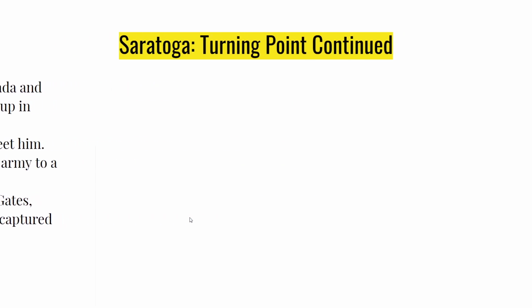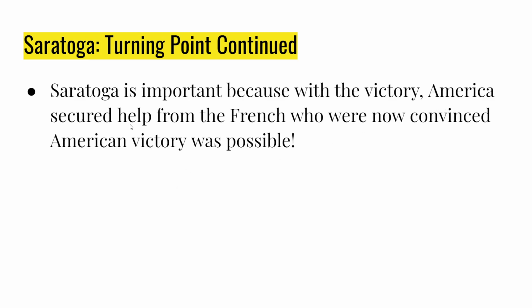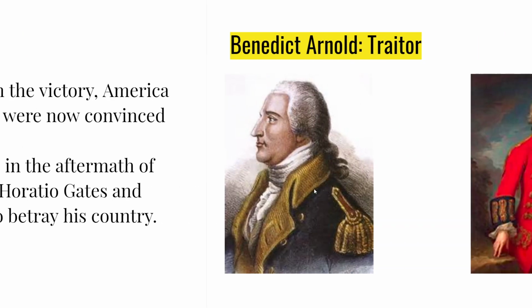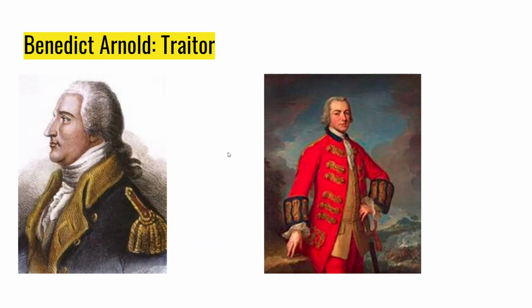So let's look at it. Saratoga is important because it secured help from the French, who were convinced that an American victory was possible. And remember, the French don't like the British anyway. And it's also important because in the aftermath of the victory, there was petty tension between Horatio Gates, who's going to take all the credit for Saratoga, and Benedict Arnold. Arnold gets jealous that Gates has taken all the credit, and Arnold will betray his country because he's passed over for promotions and credit that he feels he deserves. Okay? Here we have some pictures of Benedict Arnold. Starts out as a blue coat, ends up as a red coat.